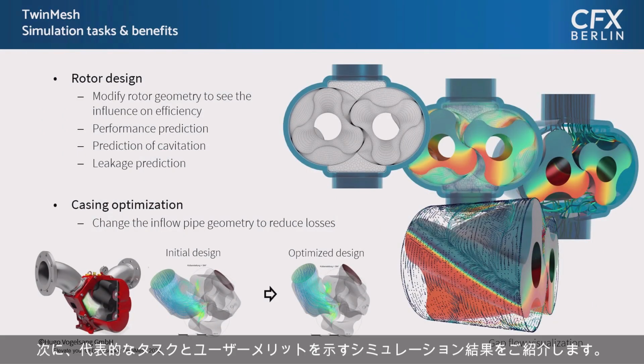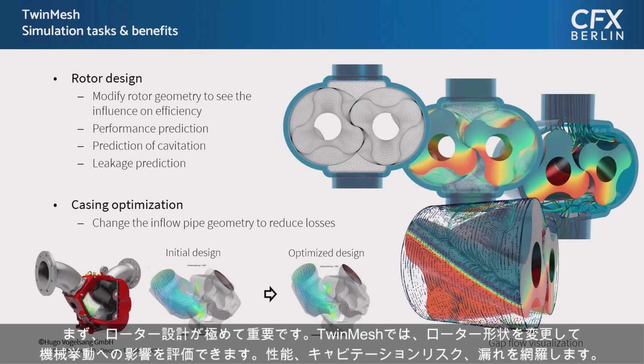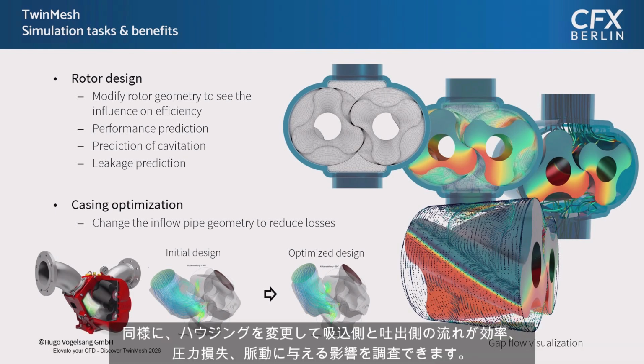Now I'd like to show some simulation results that illustrate typical tasks and user benefits. First, rotor design is critical. With TwinMesh, you can modify rotor geometry to assess its impact on machine behavior, covering performance, cavitation risks, and leakage. Likewise, you can modify the housing to study how inlet and discharge flow affect efficiency, pressure losses, and pulsations.